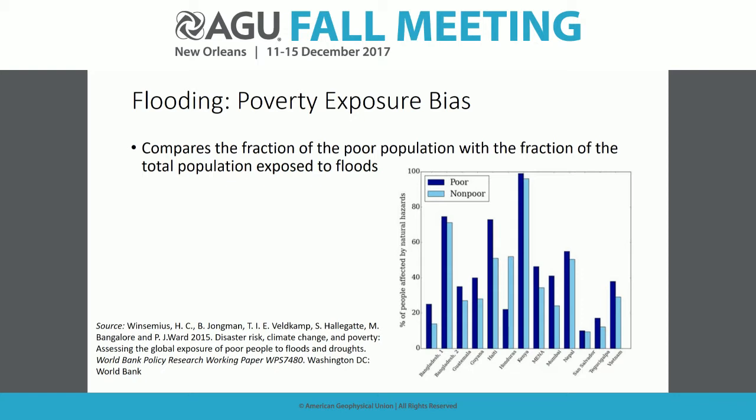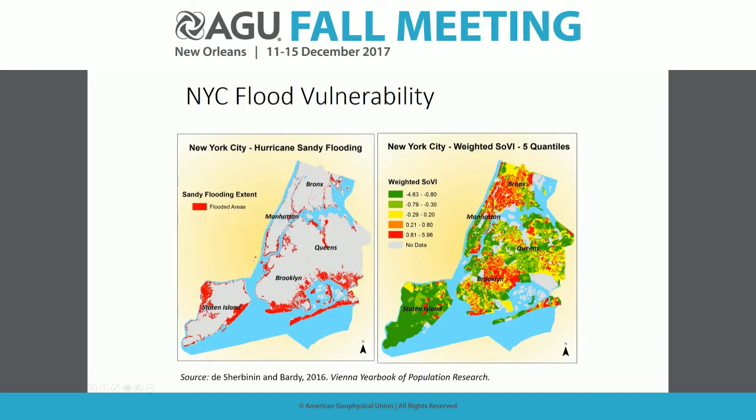The poverty exposure bias was something that was put forward by some World Bank researchers, and the idea is that you look at the fraction of the poor versus the non-poor living in areas that are exposed, and the taller blue bars basically suggest that in many countries, a higher proportion of poor people live in areas that are exposed to floods. But if you look in Honduras, for instance, that's one case where the overall or total population is more exposed.